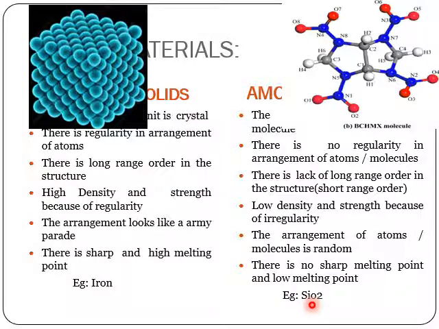So let us have a look at this. In a crystalline solid, there is a basic structure called a crystal. There is a proper arrangement of the atoms, a long-range order. Because of that, the density will be more, the strength is more, and the melting point is sharp and very high. In the amorphous, there is no proper arrangement of the molecules. Because of that, the density is less, the strength is less, and there is no sharp melting point.